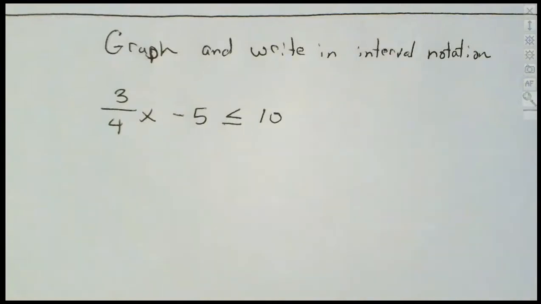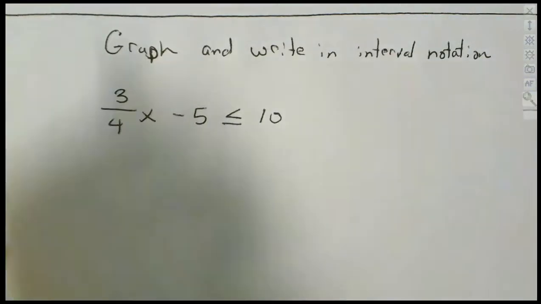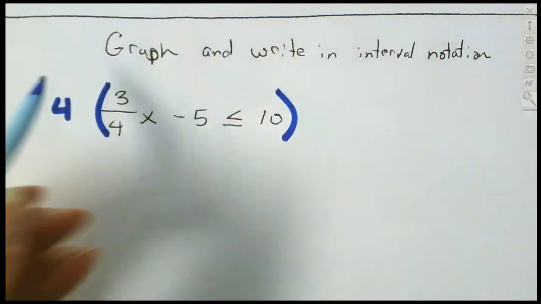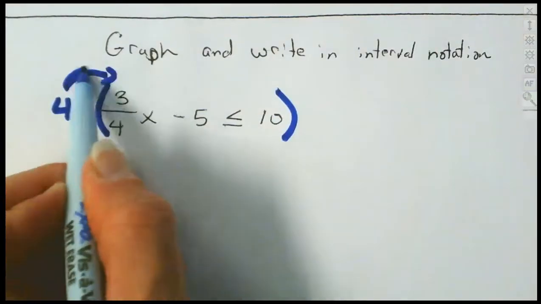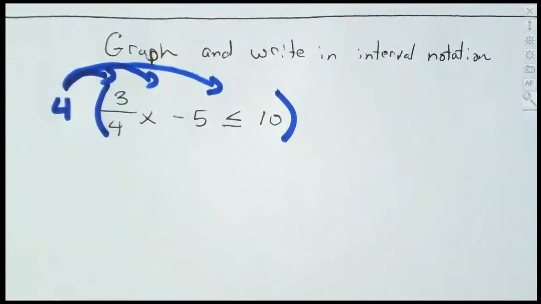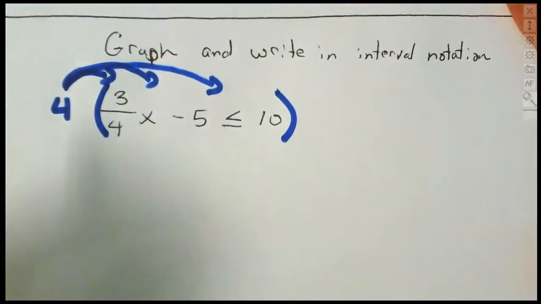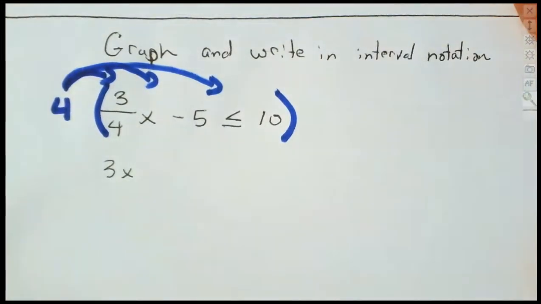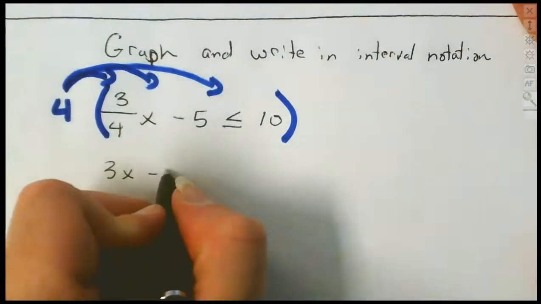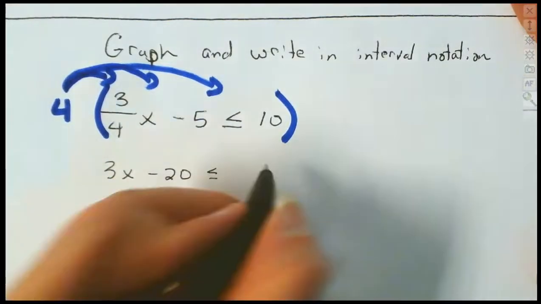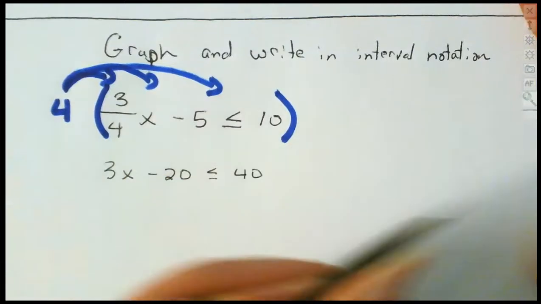If this was an equality, we would clear out our fractions. So the first thing we would do is multiply it by 4. It's going to clear out our fractions here. So let's go ahead and multiply everything by our 4. If I multiply it all by 4, then what do I get? Those cancel. That leaves you with a 3x. 4 times a -5, that's a -20. Don't forget the right-hand side, which is then your 40.